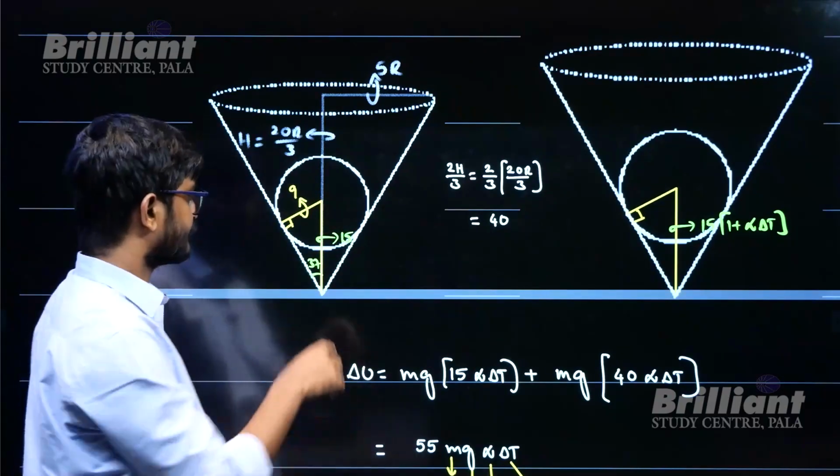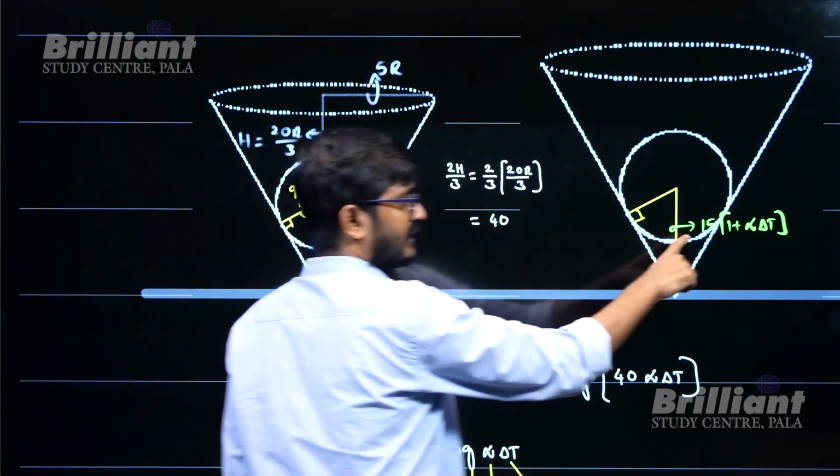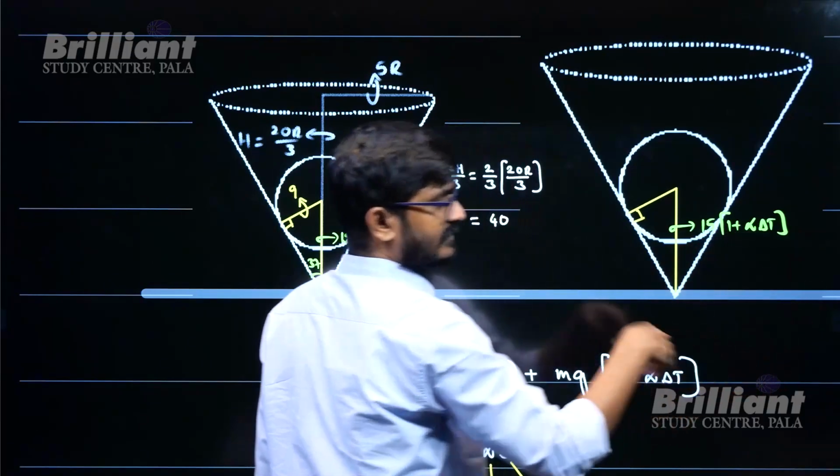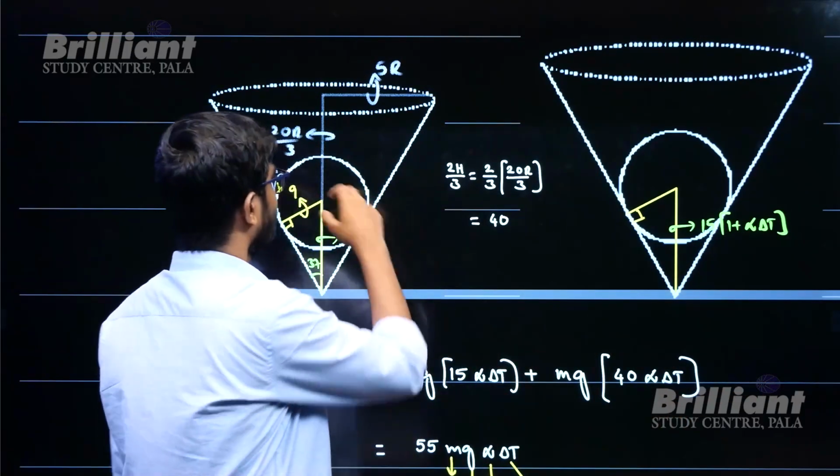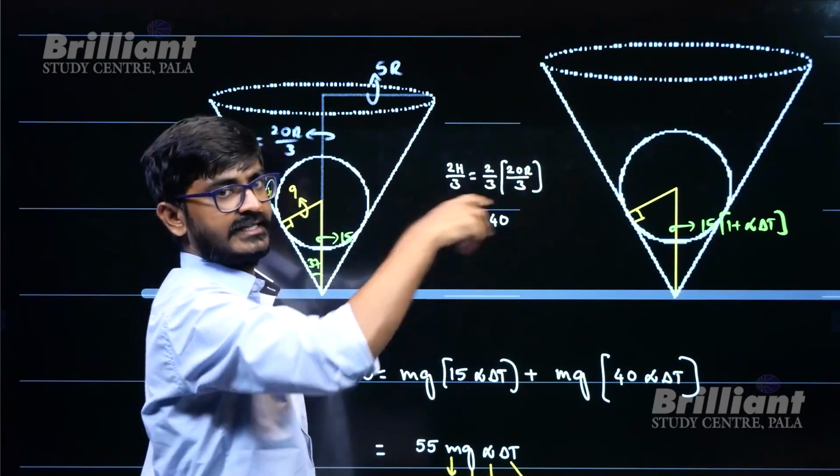Now what is the change? Initially it was at 15, now it became 15 plus 15 alpha delta t. So how much increment? 15 alpha delta t. Then 40 into 1 plus alpha delta t, how much is the increment?